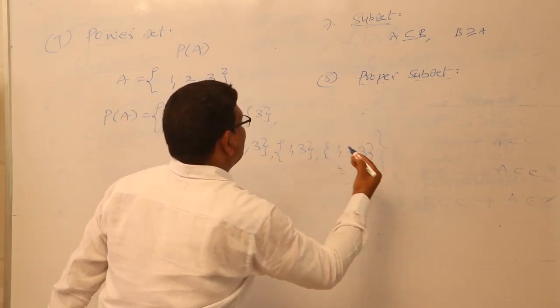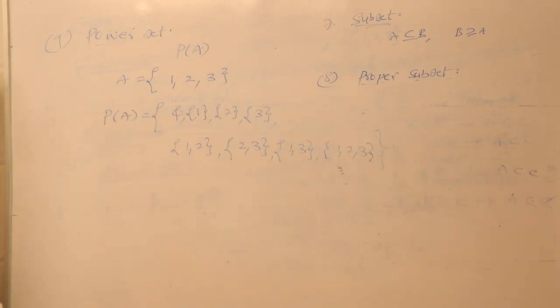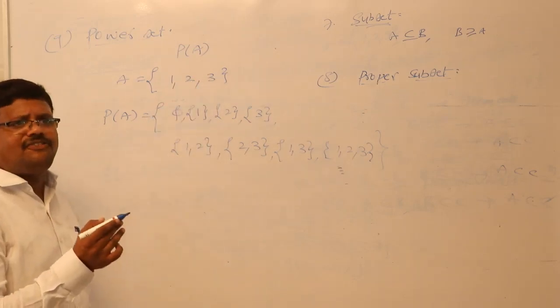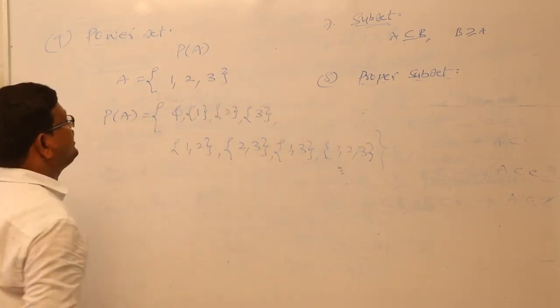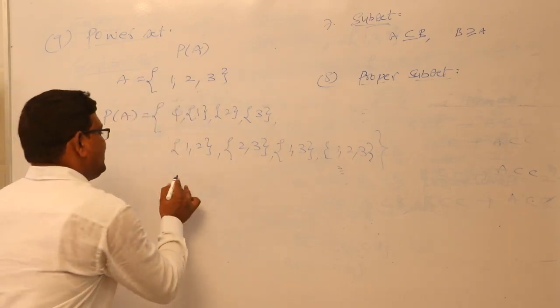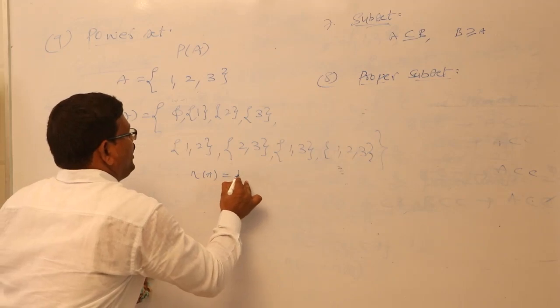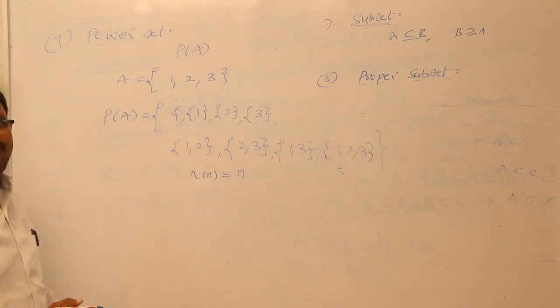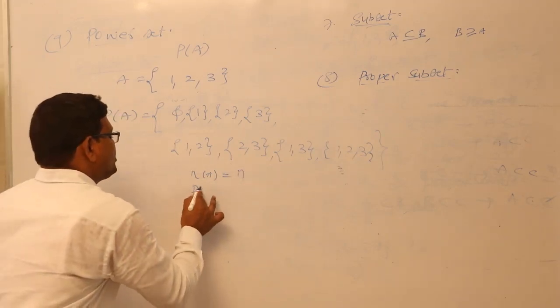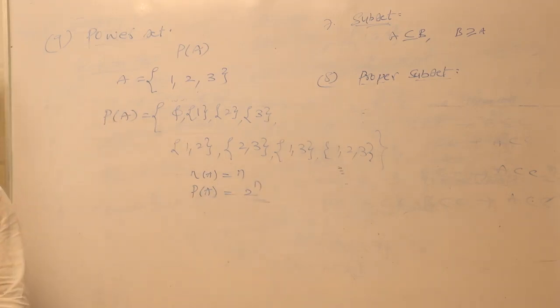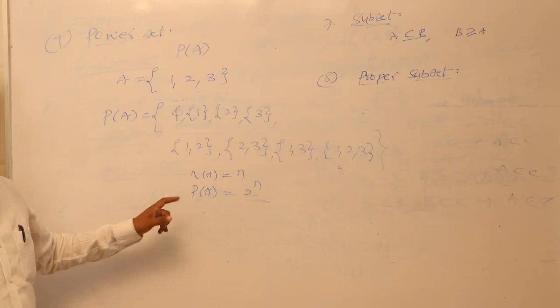So here, if a set has n elements, then the number of subsets in the power set is: if n(A) = n, the number of elements in P(A) is 2 to the power of n.